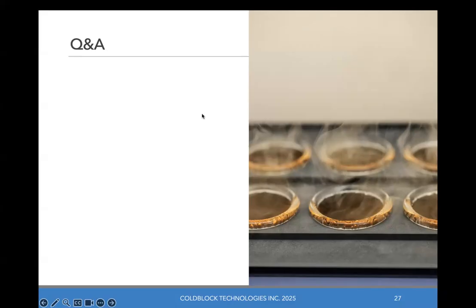Another question, how do you handle highly heterogeneous samples without biasing results?